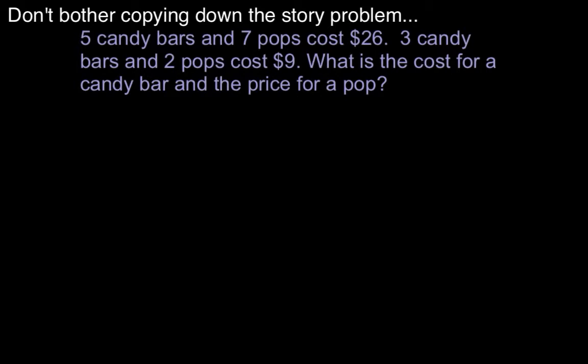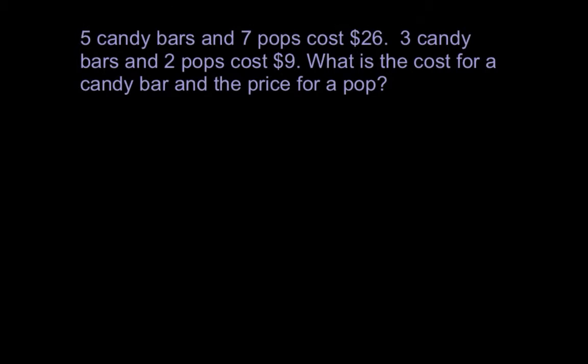It's pretty true with story problems that what they're really trying to find is at the end of the question. So we're going to have the cost for a candy bar and the price for a pop. You could use variables of C and P for candy bar and pop, but I'm just going to go with x and y. So the cost for a candy bar is going to be x, the cost for a pop is going to be y. So you need to take these two things here and turn them into equations that we can manipulate.